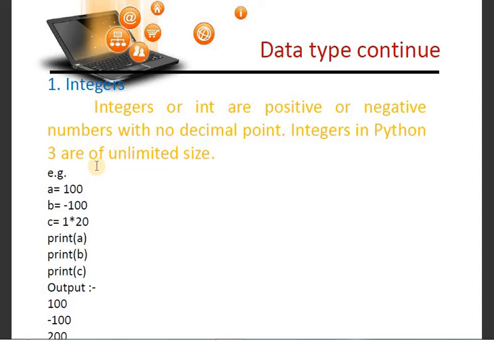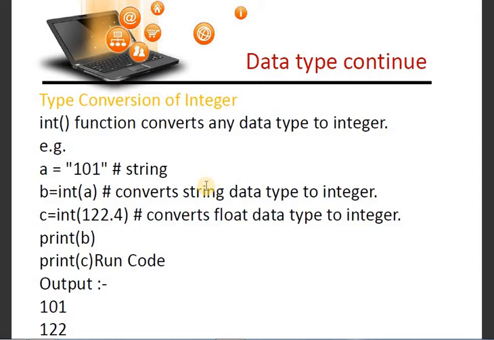Now integers, as you can see, can be positive or negative. Here you can see a equal to 10, b equal to minus 10, c equal to 1 into 20, and this is the output. You can easily run all these things and find out the output. I suggest that you must run all these small things because these are quite basic, and you must be clear about all the basics. Now this is type conversion. Here you have to give stress on this topic, type conversion.